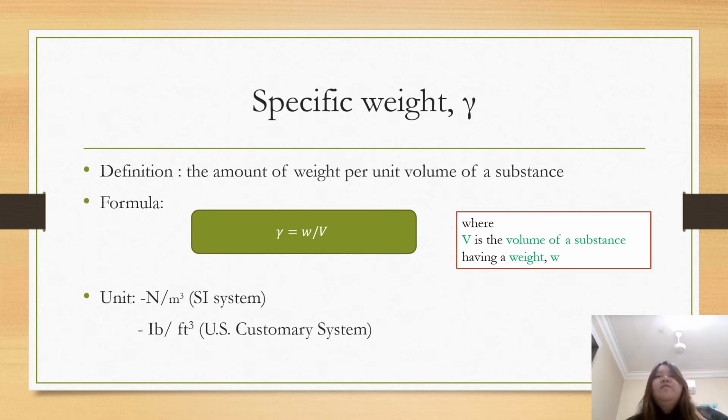For specific weight, with the symbol gamma, the definition is the amount of weight per unit volume of a substance. The formula is gamma equals W over V, where V is the volume of a substance having a weight W, and the unit in the SI system is Newton over meter cubed.